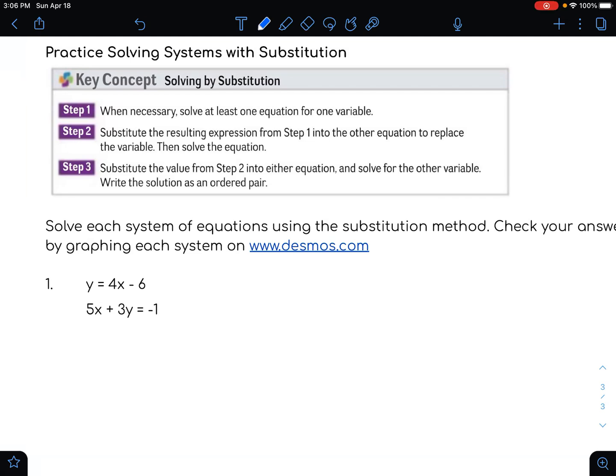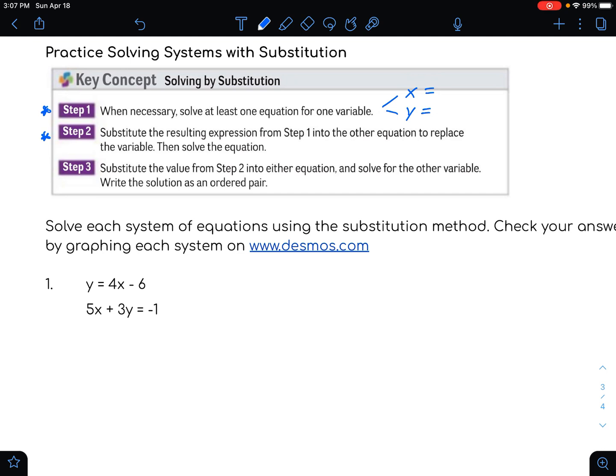We're going to try a couple more practice problems with the substitution method. And so I put on top here essentially the 3 steps you want to think about when you are solving by substitution. Step number 1 is we do need to solve for at least one equation for one variable. In other words, one of the equations has to be in x equals or y equals form, and if they're not, we need to first solve one of the equations to get it into x equals or y equals form.